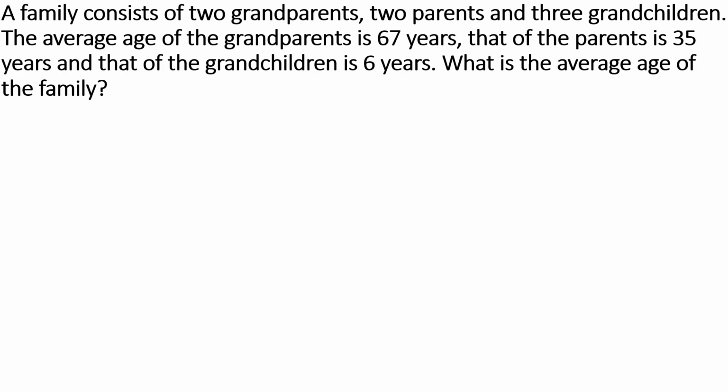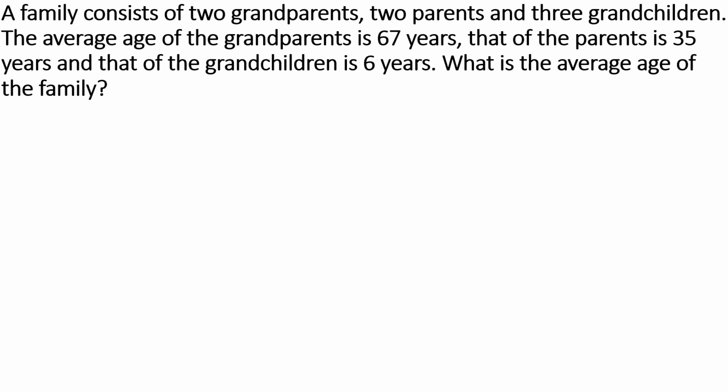Okay. Next question. A family consists of 2 grandparents, 2 parents, and 3 grandchildren. The average age of the grandparents is 67 years. The average age of the parents is 35 years, and that of the grandchildren is 6 years. So what is the average age of the family?